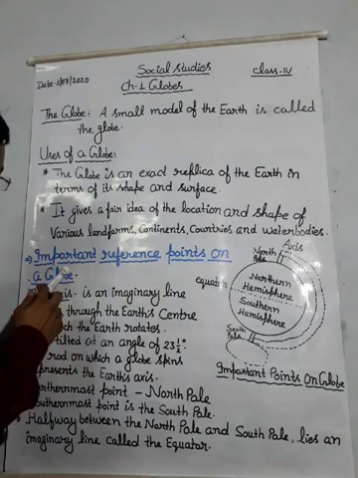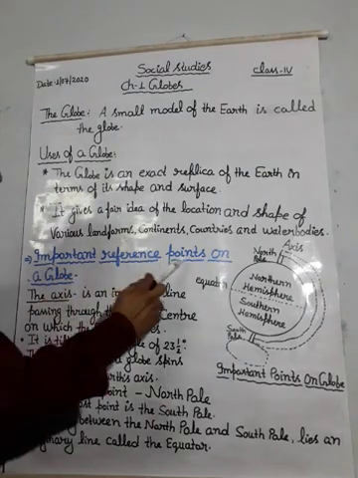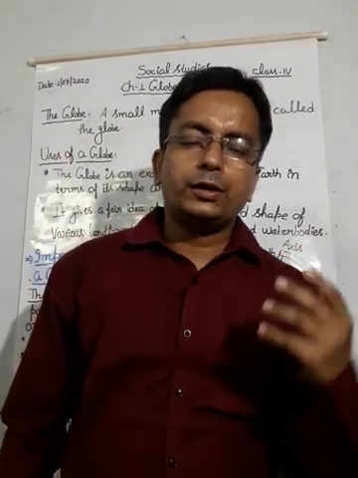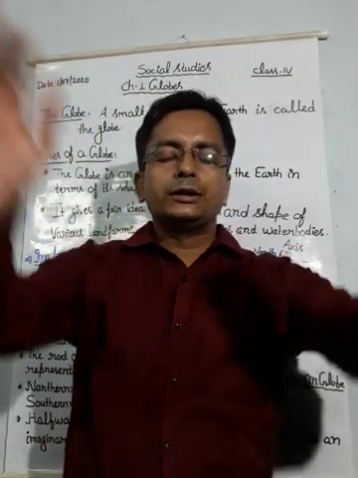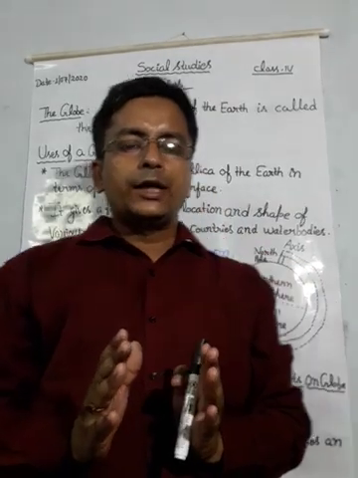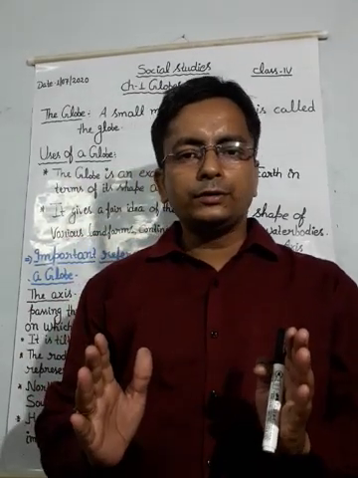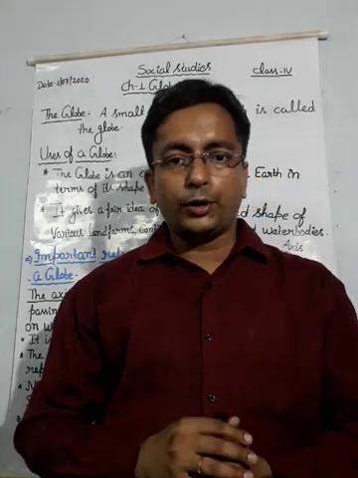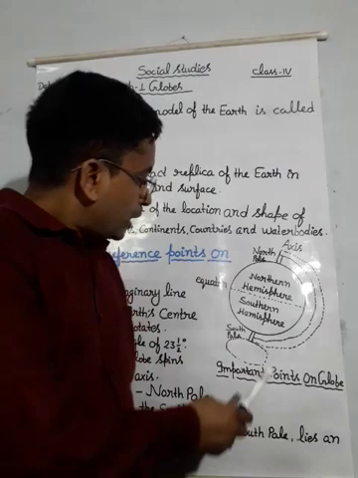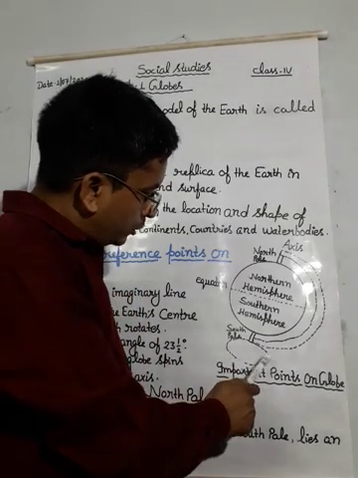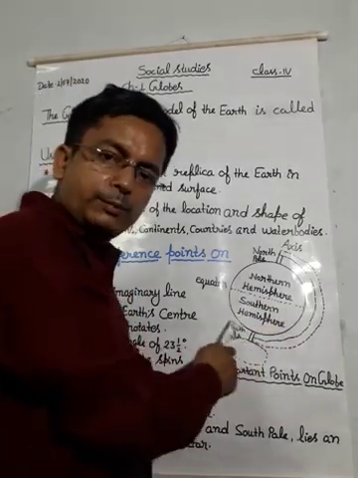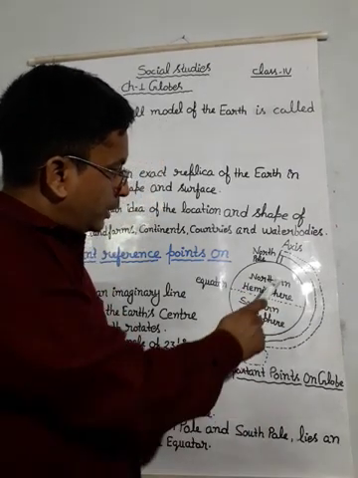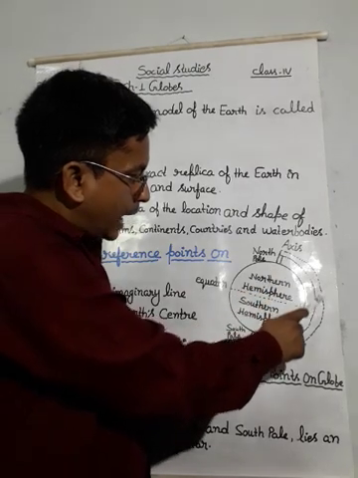And the second thing is important reference points on the globe. Important reference points means there are some points that are important, and generally when we are going to use a globe we use those important points. So you can see here is a globe. My dear students, first of all we will discuss the axis.